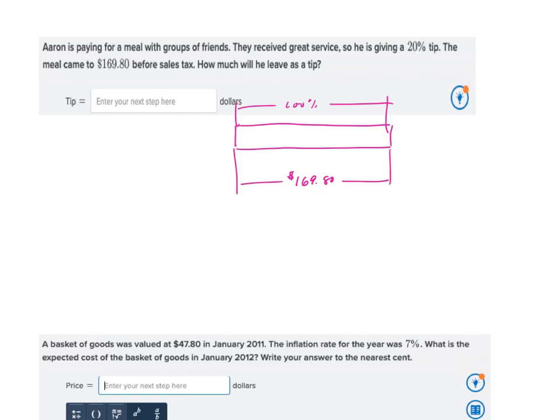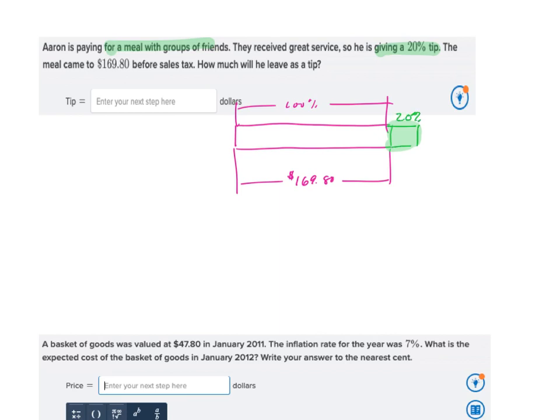But when I read this, what it's telling me is that we're paying for a meal with a group of friends. They got great service, so he wants to leave a 20% tip. Now, the question we have to always answer is, first of all, it's going to be an add, right? Tip, tax, and markup are always going to be things that you add. So what we have to remember is we are adding a tip, and we're going to add a 20% tip, which means we're going to add this right here. So that means we're going to add 20% here.